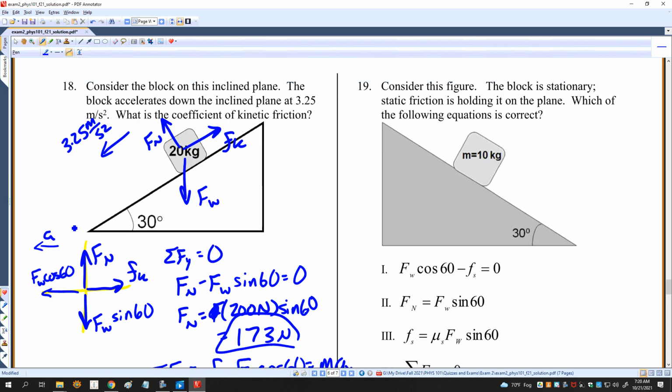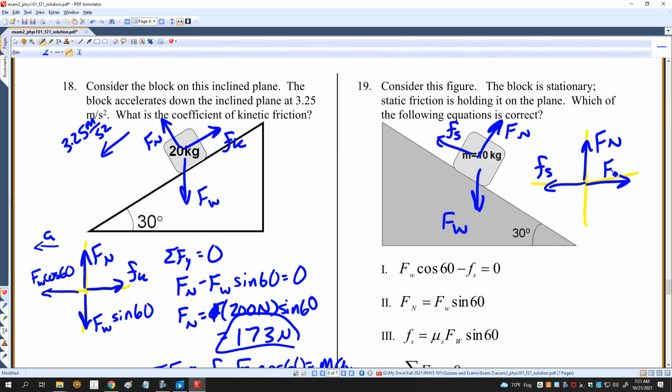Okay, consider this figure. The block is stationary. Which of the following equations is correct? Let's just draw my equations. My normal force. I have a static frictional force. I have a weight. I can write my resolved vectors: Fn, Fs, Fw cosine of 60, Fw sine of 60.